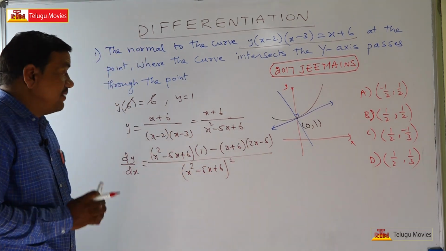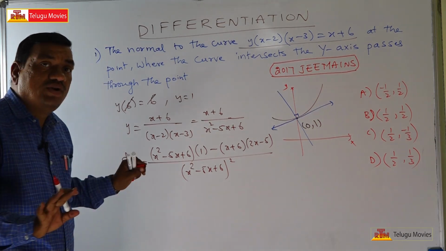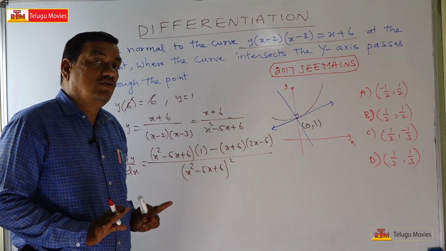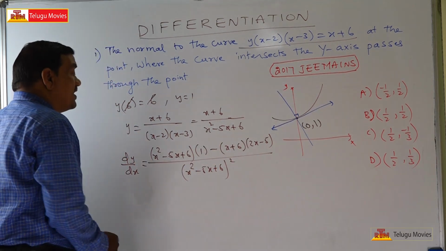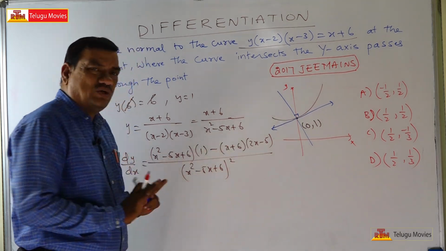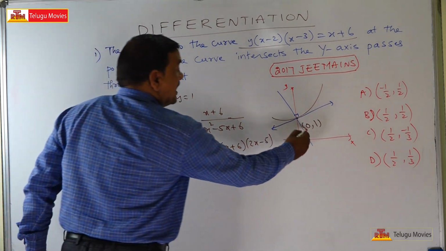The best thing is, don't simplify this expression. Generally students start simplifying x square into 2x square and so on. Don't simplify.